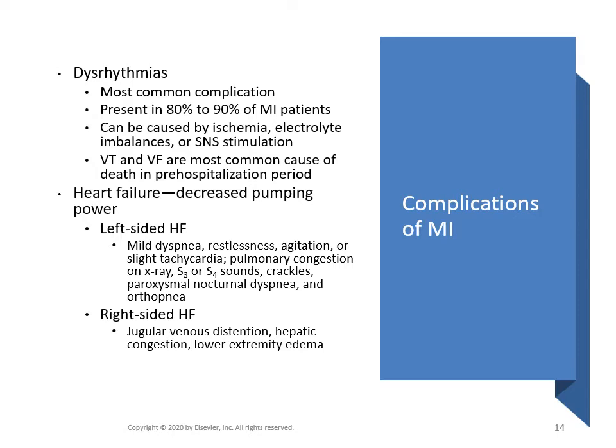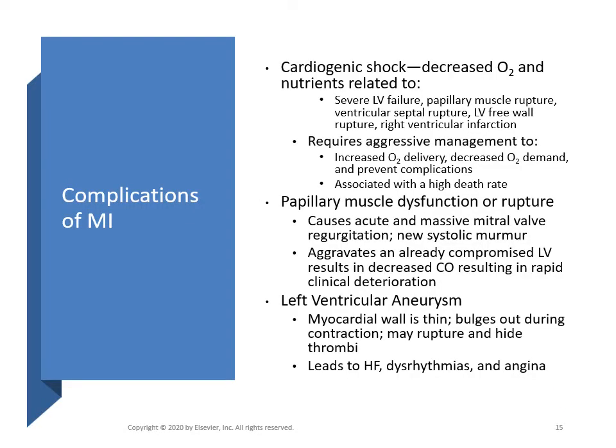acute decompensated heart failure. Cardiogenic shock occurs when O2 and nutrients supplied to the tissue are inadequate because of severe left ventricular failure, papillary muscle rupture, ventricular septal rupture, left ventricular free wall rupture, or right ventricular infarction, with PCI or thrombolytic therapy. Cardiogenic shock is associated with a high death rate and requires aggressive management.